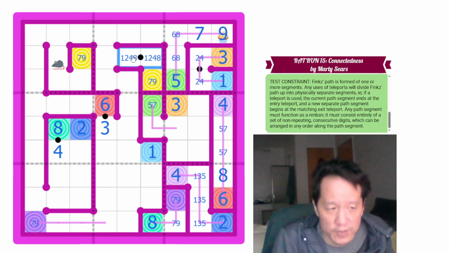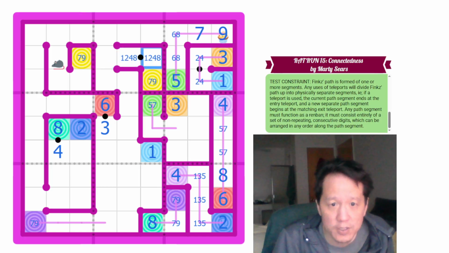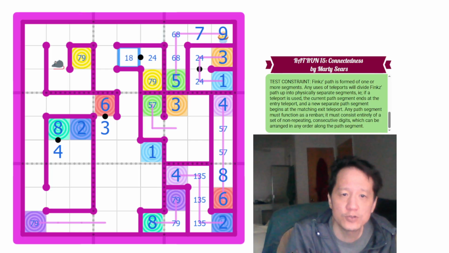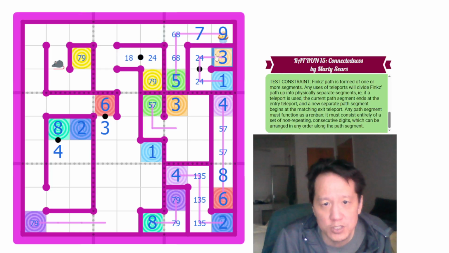So one of these is 2 or 4. That means the other one has to be 1 or 8. Well, this can't be 1 or 8. So this is the 2, 4. We have a 2, 4, 2, 4 pair in row 2, which eliminates 2 and 4 from the rest of the row.